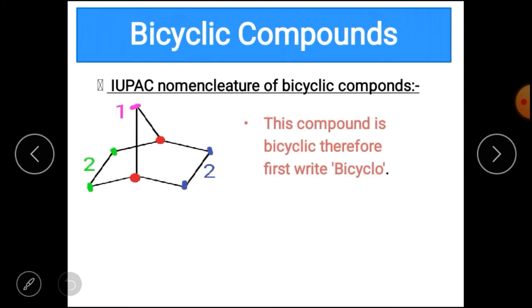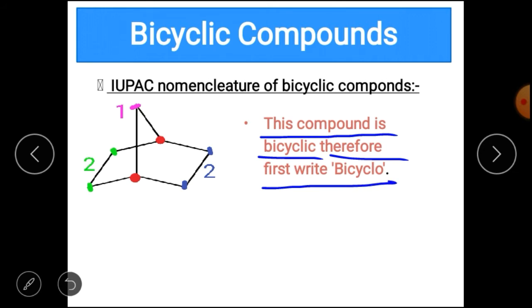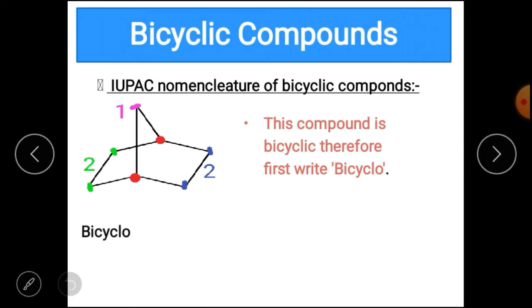This compound is bicyclic, therefore first write bicyclo.